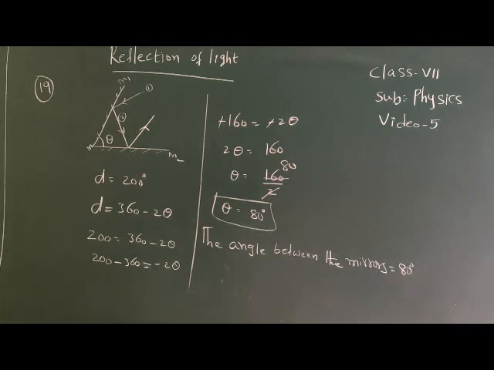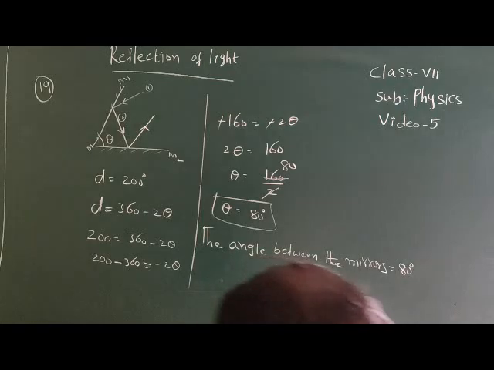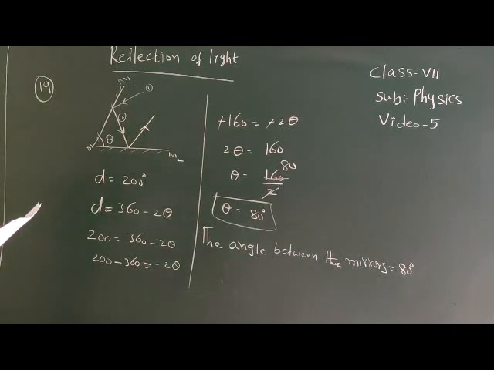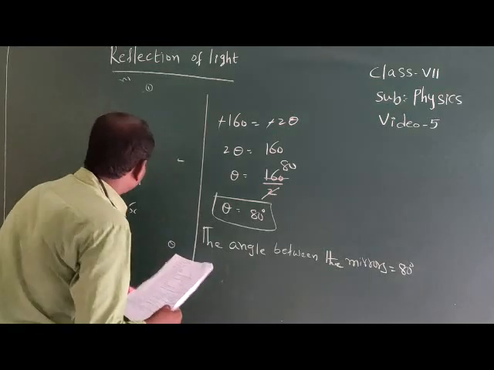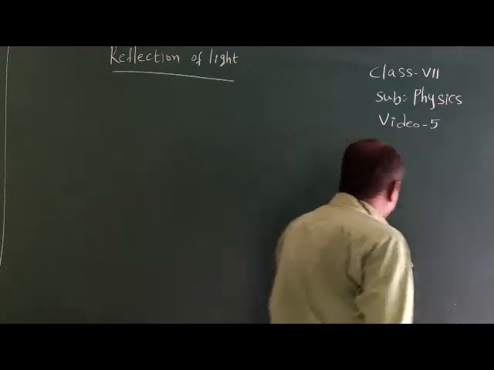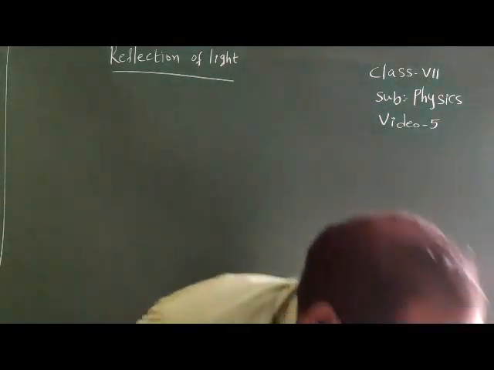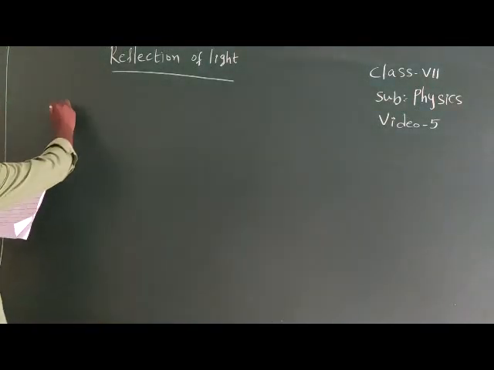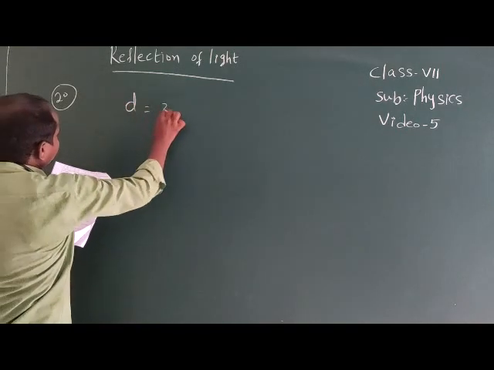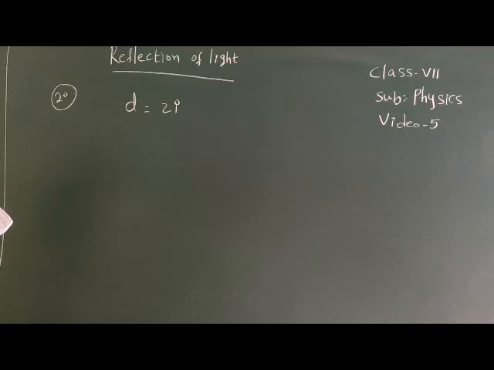Question number 20. A ray of light is incident on a plane mirror such that the angle of deviation is double the angle of incidence. Then what is the angle of incidence? Your angle of deviation is equal to double the angle of incidence. That means the angle of deviation equals 2i. It is the given data. Then find the angle of incidence.